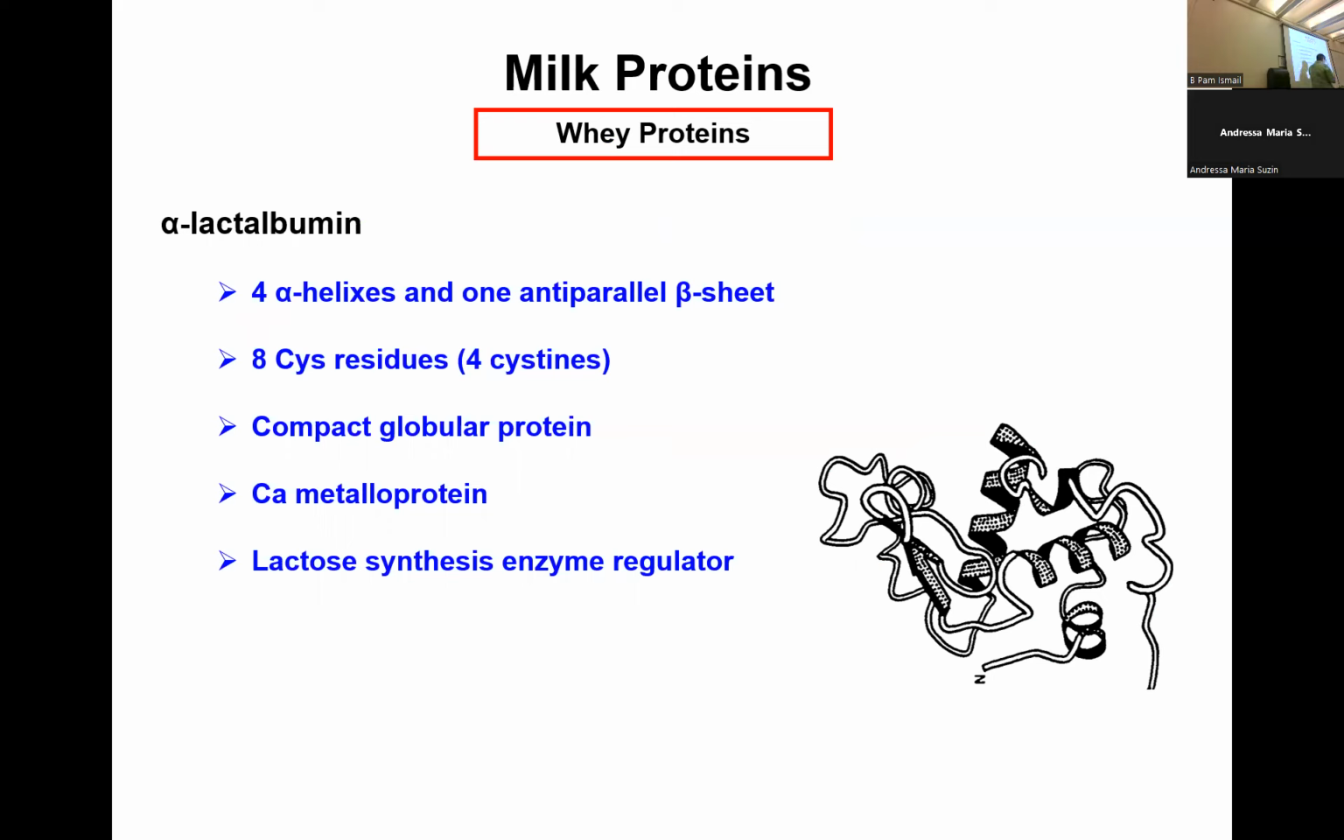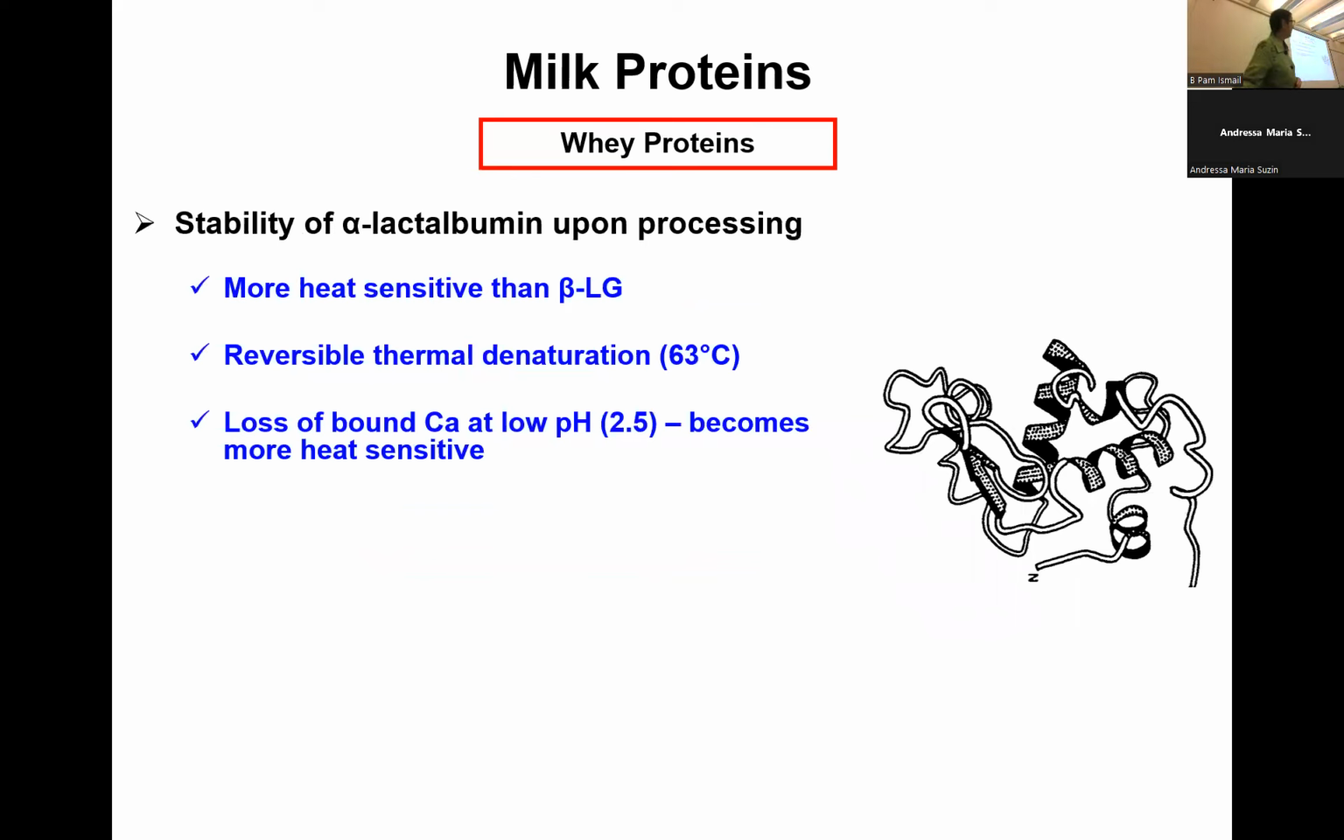It's a calcium metalloprotein. That means it forms an interaction with the divalent ion calcium. The more calcium there is, the more stability there is against denaturation of alpha-lactalbumin. It has a physiological function: it enhances or regulates the synthesis of lactose. It is more heat sensitive than beta-lactoglobulin due to alpha helices. Sometimes thermal denaturation is reversible if you have just alpha-lactalbumin in solution, without beta-lactoglobulin.